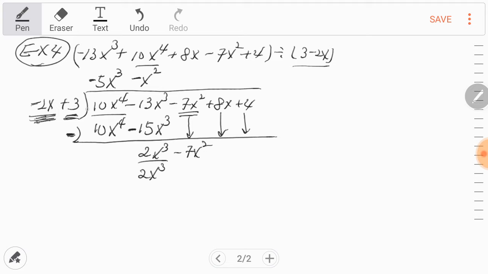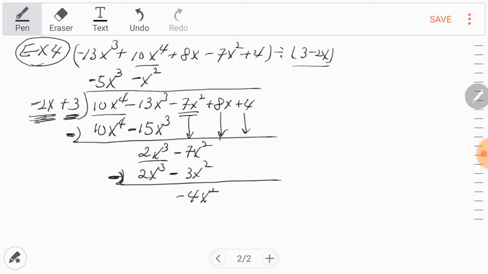Okay, next, multiply 3 by x squared, then negative 3x squared. Write it down next to 2x cubed. And then what? Subtract. Top minus bottom, 0. Negative 7, now plus 3. Negative 7 plus 3 is negative 4x squared.